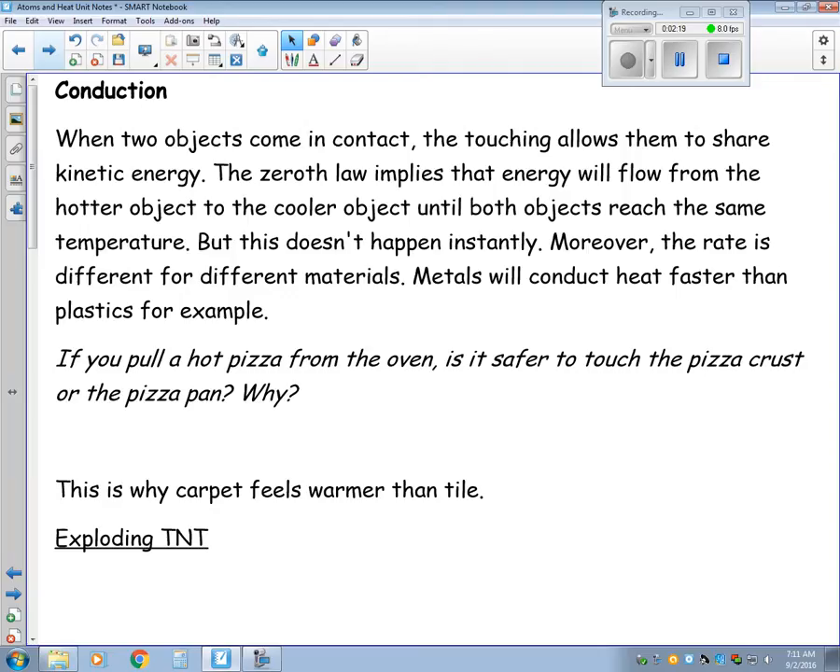This also explains why, if you're walking barefoot through your house, carpet feels warmer than, let's say, a ceramic floor. They're both the same temperature, but the ceramic floor will conduct heat better than the carpet will. So you're losing more of your heat out of your feet. Yeah, that rhymes. You're losing more heat from your feet when you touch the ceramic than when you touch the carpet. And that's what makes the ceramic feel colder, even though it's not actually colder.